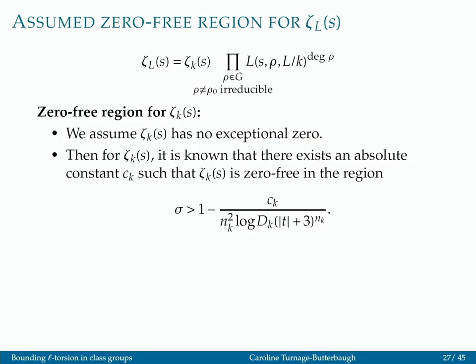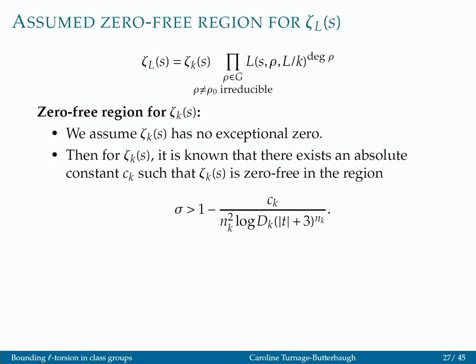OK, so what do we want? We want a zero-free region for the Dedekind zeta function Z_L. And again, notice that we have this factorization. So what we're going to do is have a blended zero-free region. First, we're going to look at an assumed zero-free region for the Dedekind zeta function Z_K. The only thing that we're going to assume here is that this Dedekind zeta function doesn't have an exceptional zero. Ultimately, we're going to take little k to be equal to Q, and so this assumption will go away.